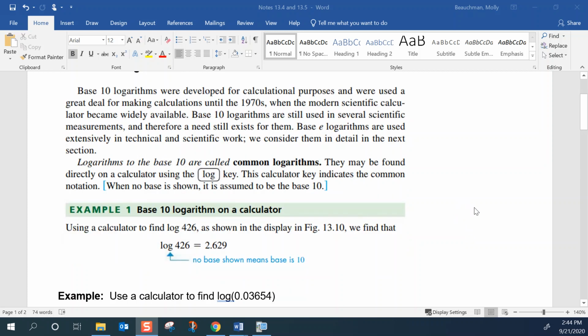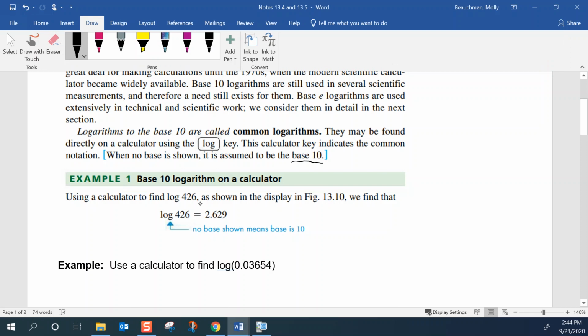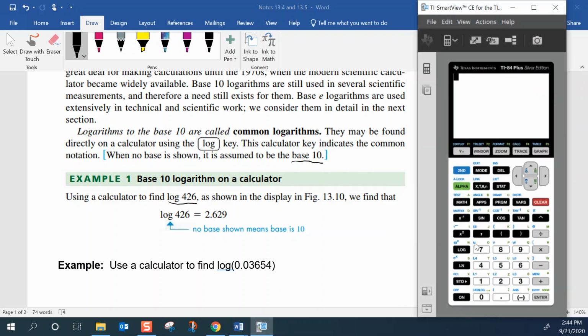If a logarithm is in base 10, it's called a common logarithm. They can be found directly on a calculator using a log key. The calculator key indicates the common notation, and when no base is shown, it's assumed to be base 10. So, using a calculator to find the log of 426: there's no base, so that means log base 10. If you have a calculator, see if you can find the log key. If you hit log 426, in parentheses, equals or enter, we get 2.629.